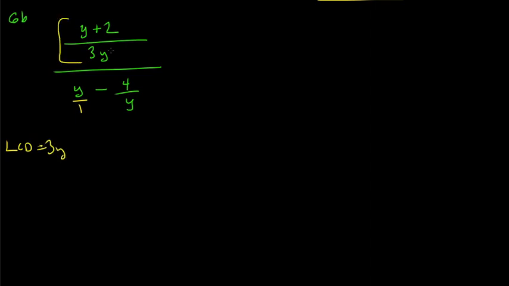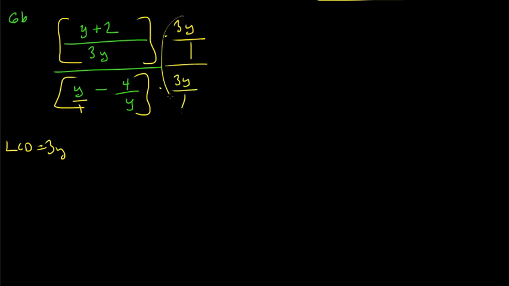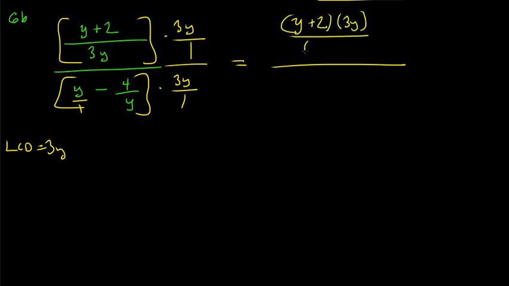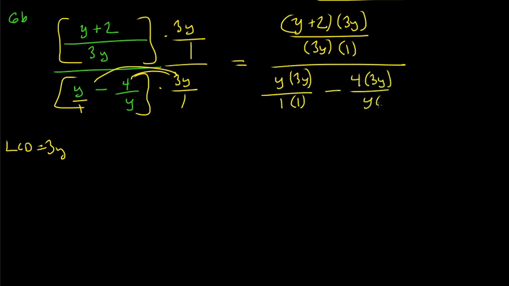So I'm going to multiply this fraction by 3y over 1, and the difference of these fractions also by 3y. All I did was multiply by 1. 3y over 3y is 1. For the numerator, I have y plus 2 times 3y over 3y times 1. For the denominator, I have to multiply that out. So I have y times 3y over 1 times 1 minus 4 times 3y over y times 1.